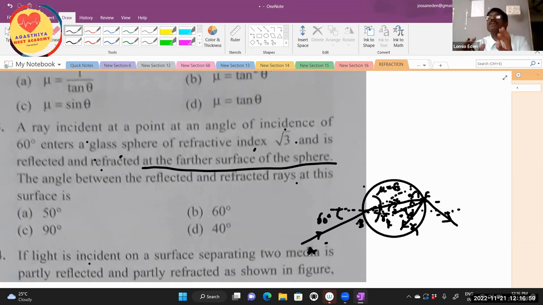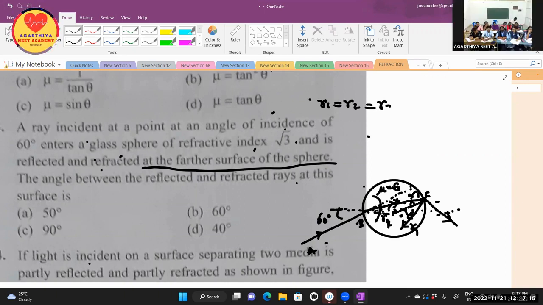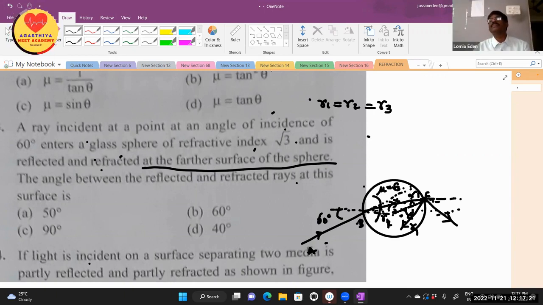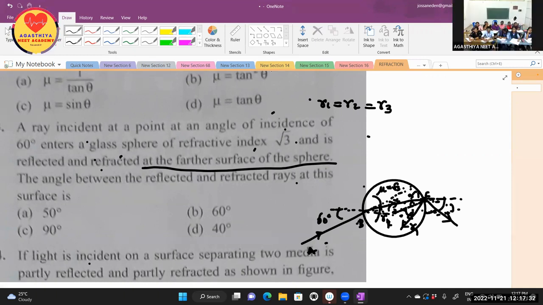Inside, the sphere is the same medium, the material is the same. So if reflection happens in the same medium, the angle is the same. So all three angles are the same. Say this R1, second angle R2, third angle R3, all are the same. Understand? And then it is reflected. What about this angle? The refracted ray. This angle, say R dash, is the angle made by the refracted ray with respect to the normal.